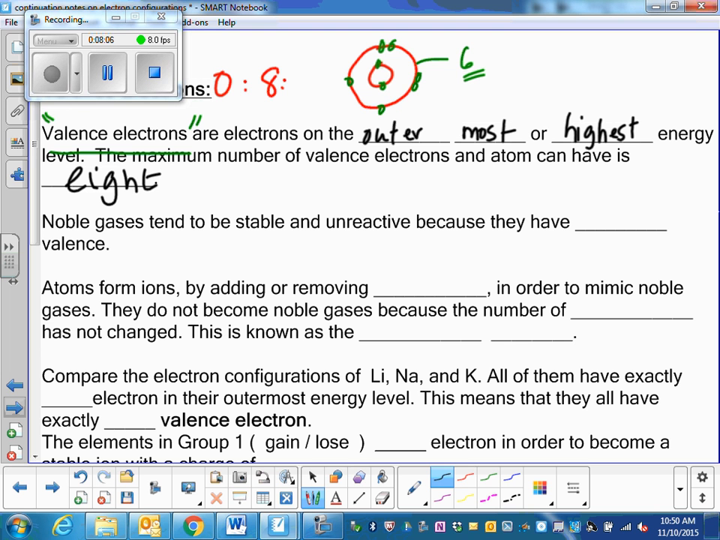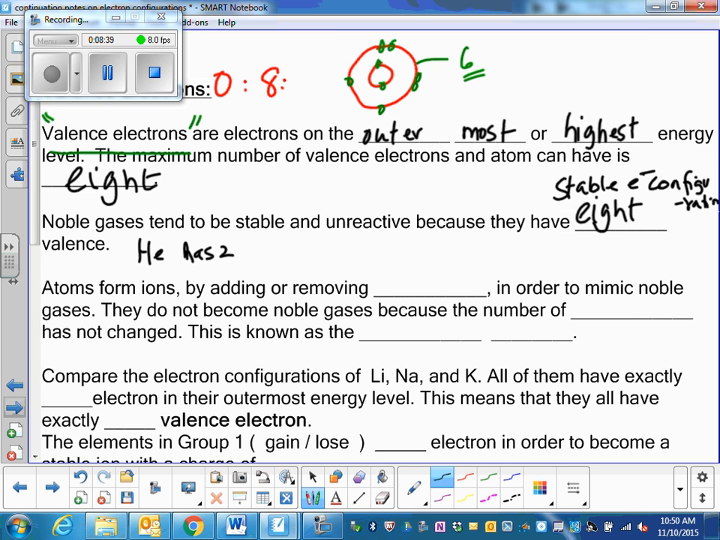Noble gases tend to be stable and unreactive because they have 8 valence electrons, which is an exception to this rule. Helium, all right? Helium only has 2. Because they have, instead of 8, you can say they have a stable electron configuration. All right? They have a stable electron configuration.